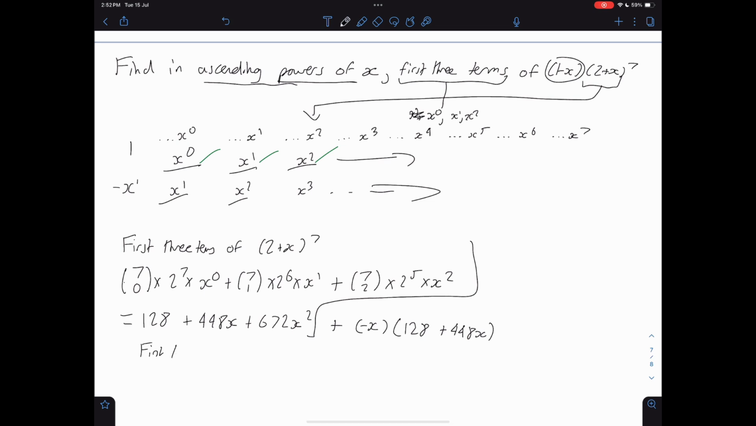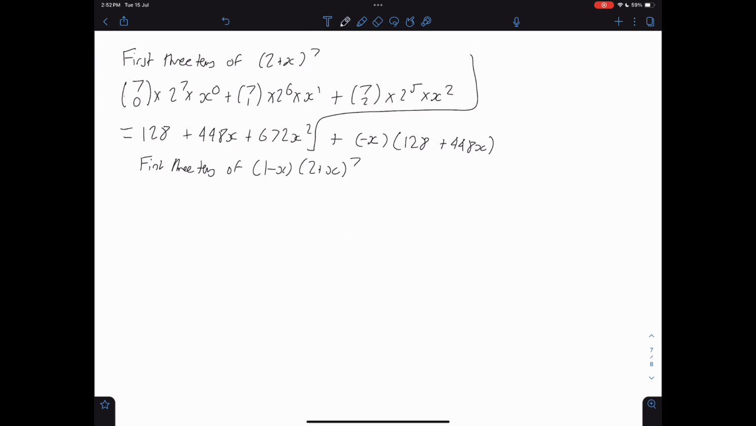So now we are ready to find the first 3 terms of (1 minus x) multiplied by (2 plus x) to the power of 7. If we just rewrite those terms there, then we'll have minus 128x, because we're multiplying out the minus x in that bracket, minus 448x squared. Then you still have 128, but then you have 320x and 224x squared.